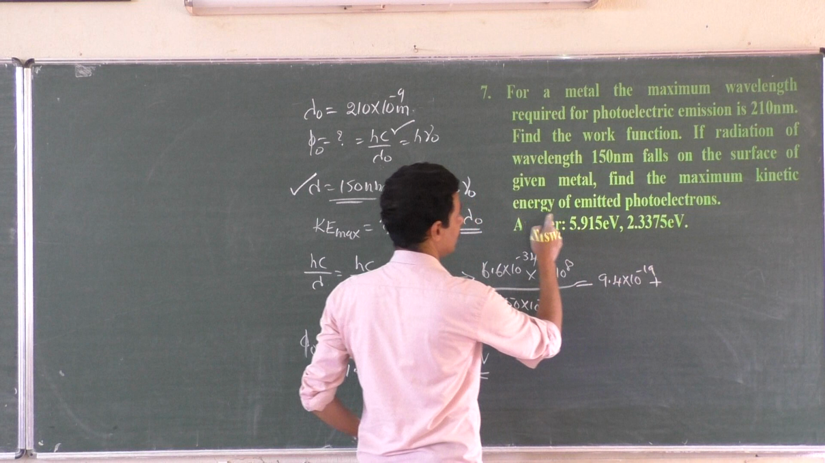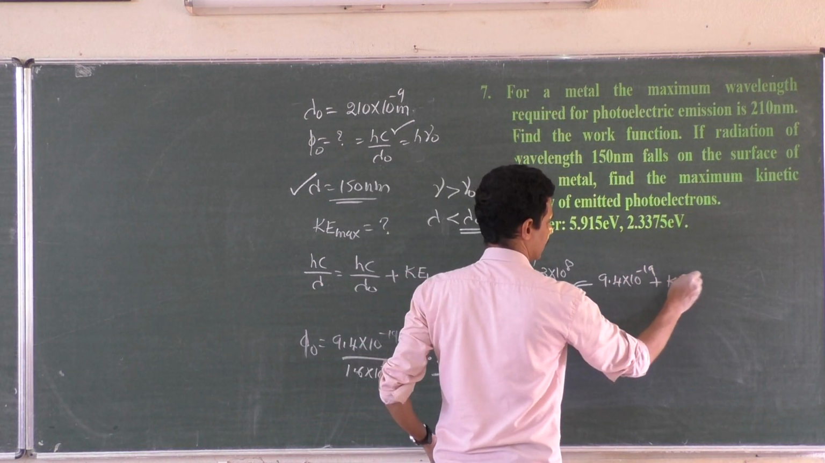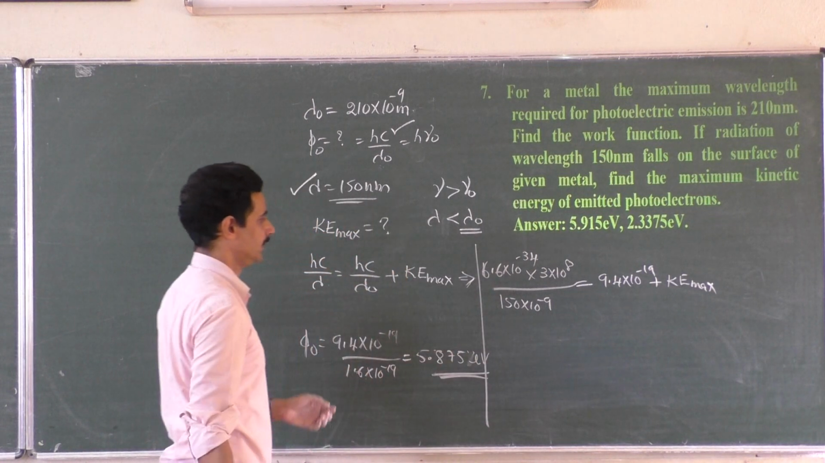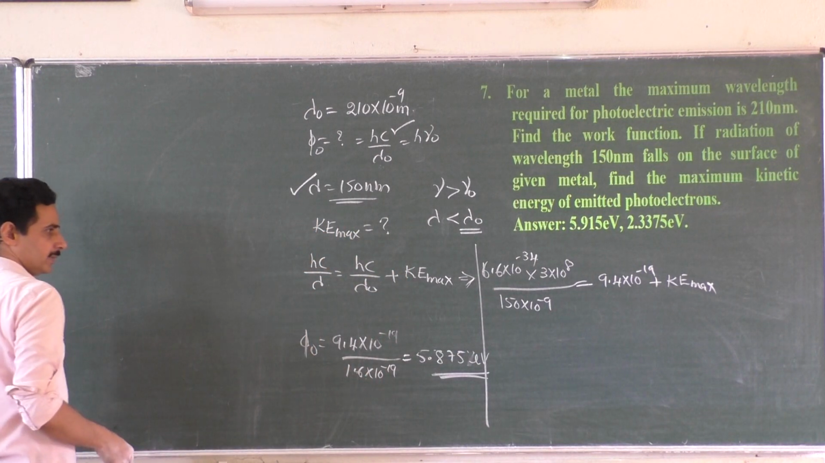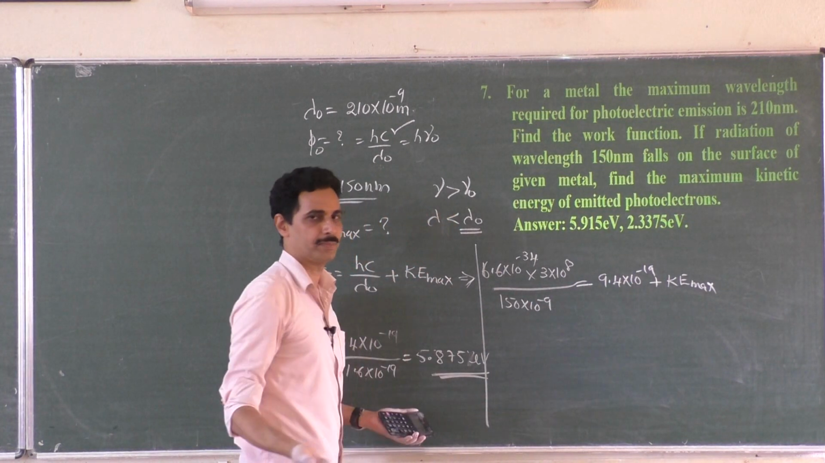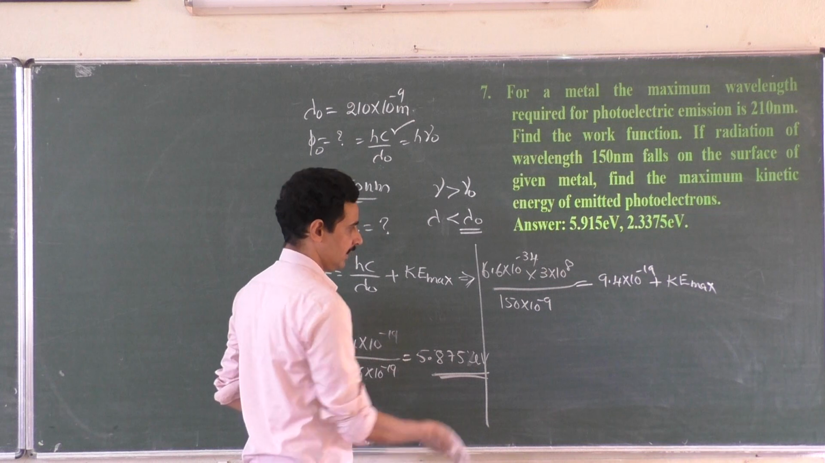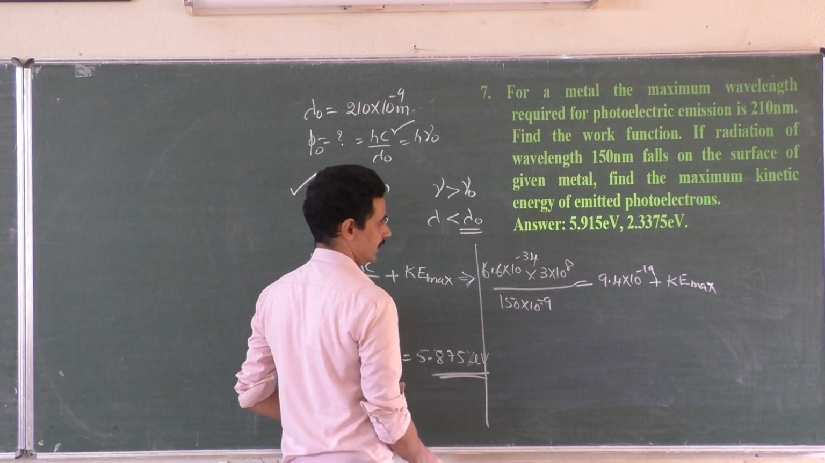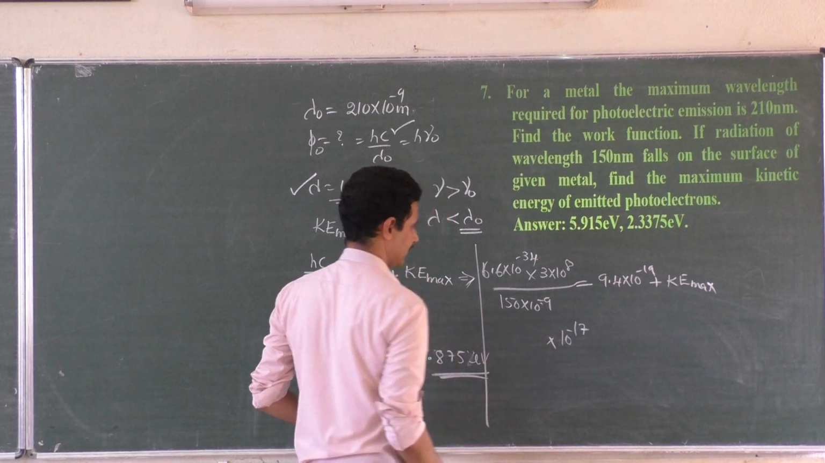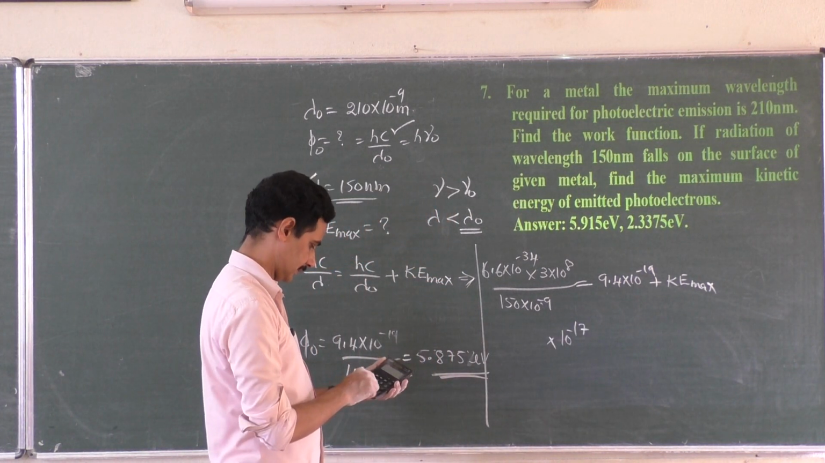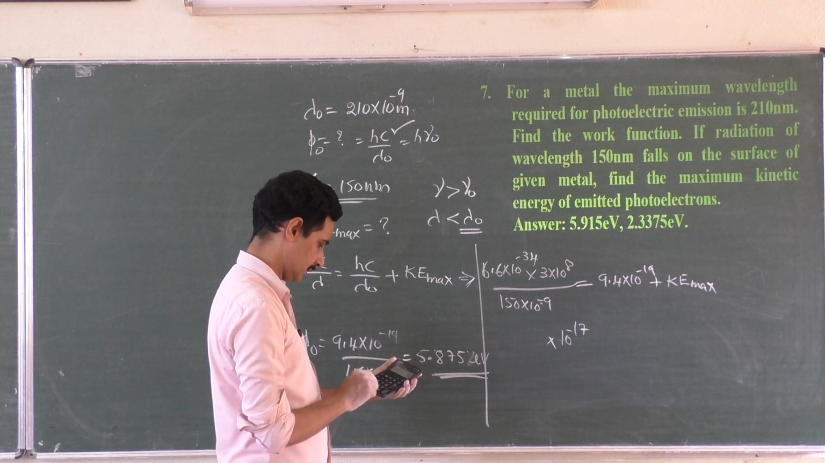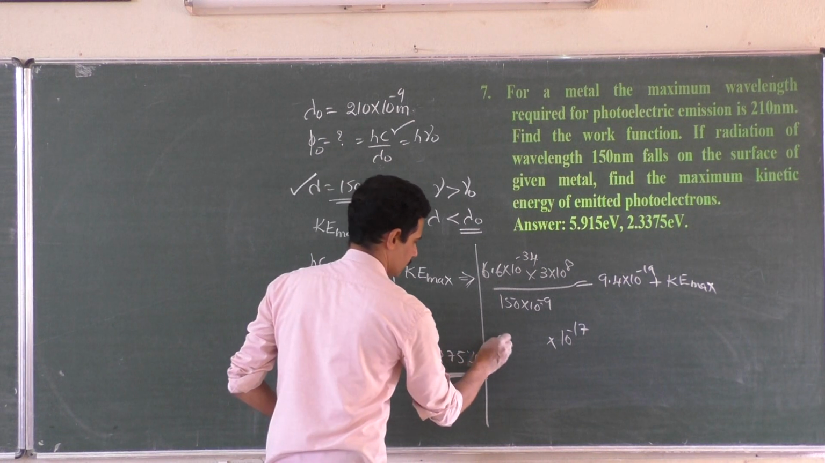Plus, they are asking the maximum kinetic energy. What is this answer? It should also be 10 to the power minus 19, because if these two are in 10 to the power minus 19, you can subtract; otherwise it becomes difficult. 17 minus 34, again 10 to the power minus 17, we will convert it into minus 19 later. 6.6 into 3 divided by 150 is equal to 0.132.